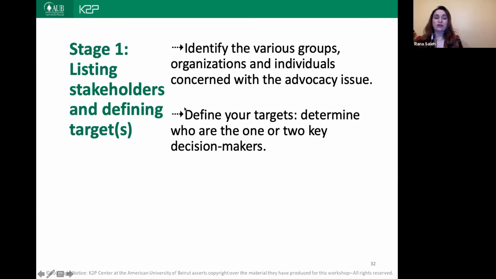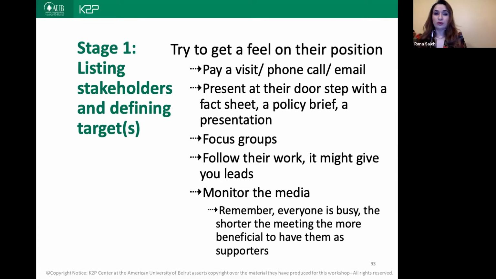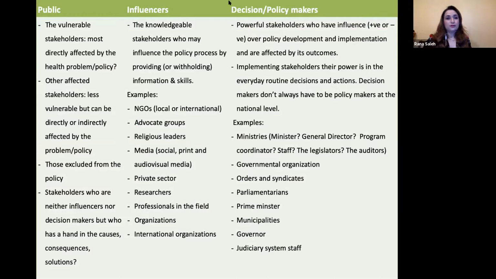How to do it? There are mainly 3 stages. First of all, it's the regular mapping of the stakeholders. Who are the groups or the organizations concerned in your advocacy strategy? How would you know? Simply from the steps that we've identified before, and mainly from monitoring the media. Ideally, you would segregate them as public, influencers, and policy and decision makers.